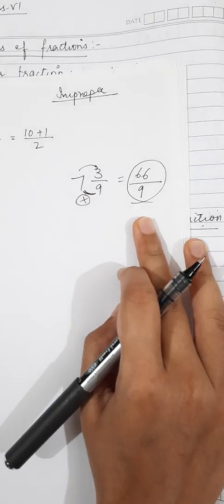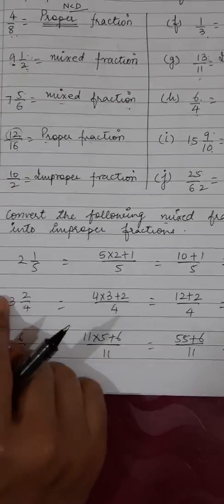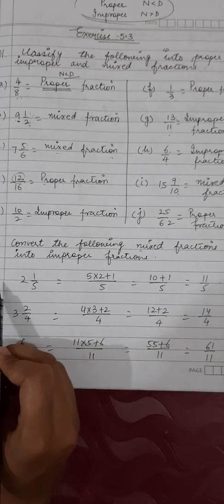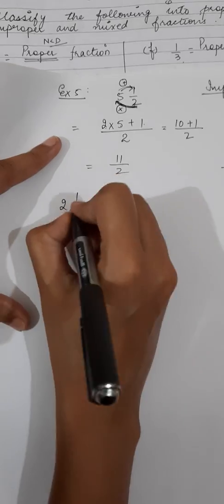Okay, that's how you are going to do example number 5, and on the basis of this example we are having the next question. Now question number 2 of exercise 5.3. Convert the following mixed fractions into improper fraction. First part is 2 1 upon 5. What we are going to do in this is 2 1 upon 5.